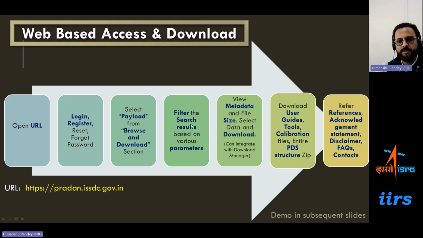You have various options to filter and search the results based on various parameters. You can view the metadata, see the file size, and select the data to download. You can integrate with a download manager also. There are various user guides, tools, calibrations, and the structure is also available as a separate file under the download section. Most important, remember that if you are utilizing the data for any publications, there are acknowledgement statements out there, and you can refer to the disclaimer and FAQs, which are also provided.